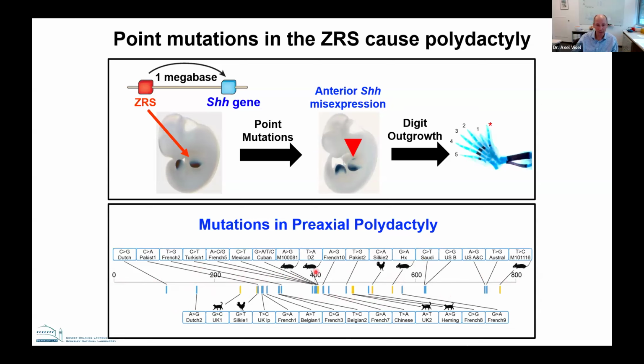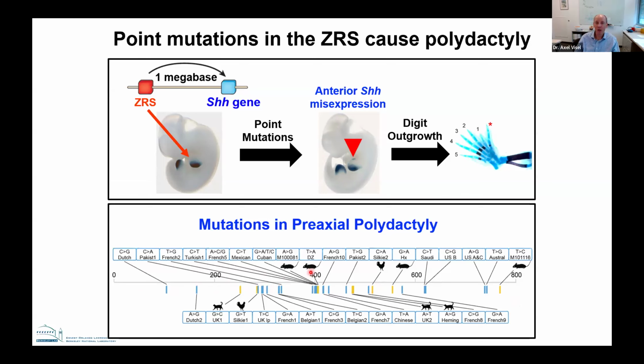You see here with these little animal icons, different animal species that have known mutations that are associated with polydactyly. But then all the blue tick marks here are various positions where patients with polydactyly have been reported to have typically point mutations in this enhancer. And if you look at the literature, all of these have been implicated in polydactyly.